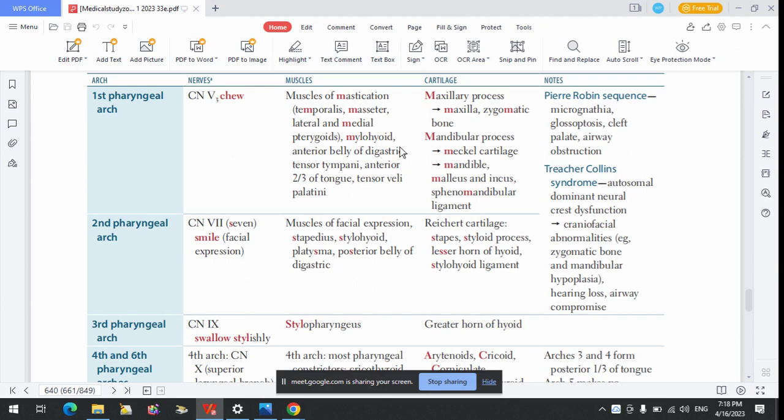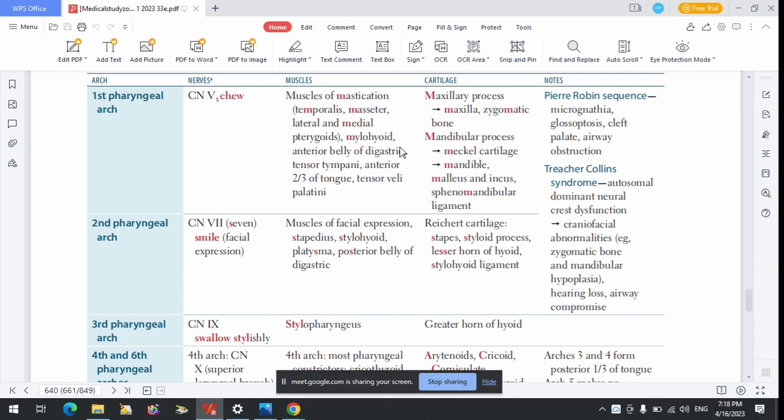We'll go to the second arch. The nerve that supplies the second arch is the facial nerve. So the muscles coming from the second pharyngeal arch will be supplied by the facial nerve. If you can remember your anatomy very well and you know the structures that are supplied by the facial nerve, you cannot be wrong. You always get there.